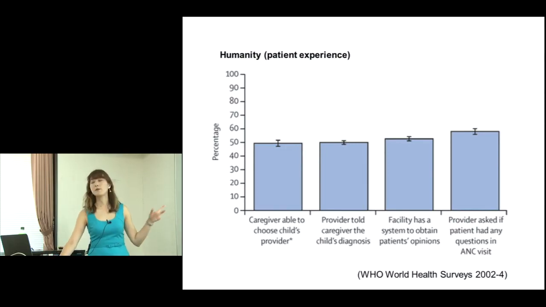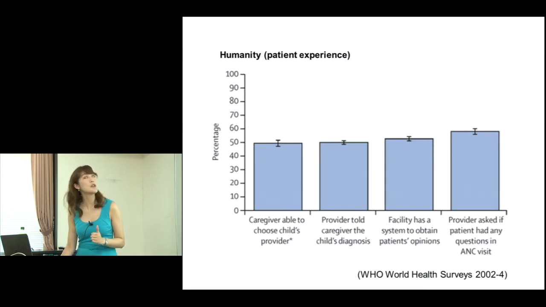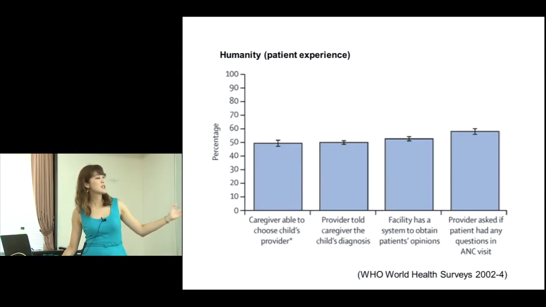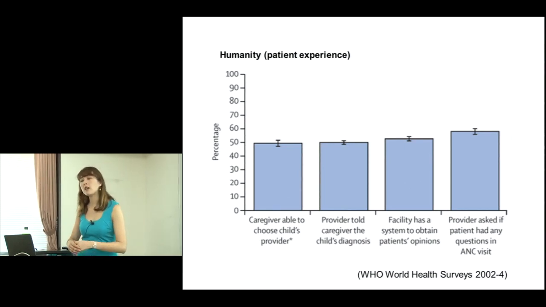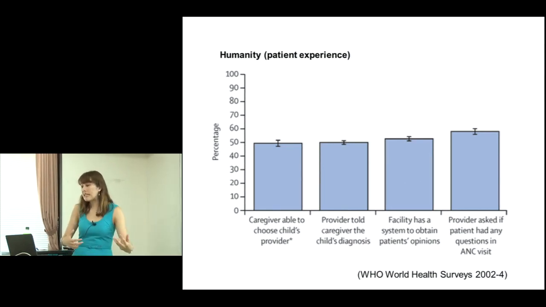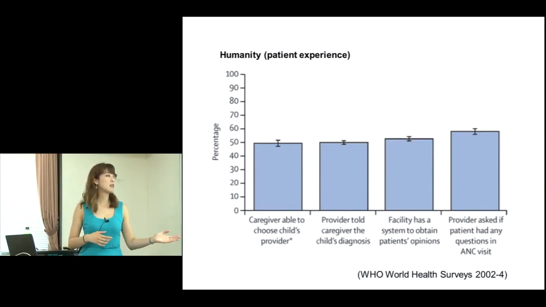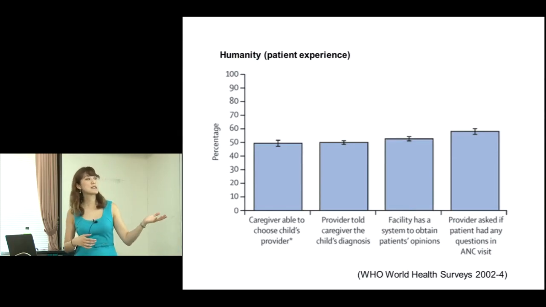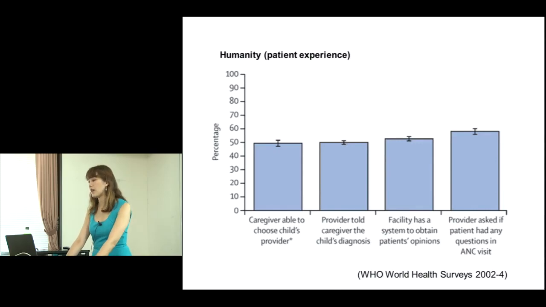Okay, so this is from the WHO data. They also tried to look at humanity, patient experience, in maternity services in lower middle income countries. So this is an example of what they asked in the survey. Was the caregiver able to choose the child's provider, for example? These are examples of questions you would ask to assess the dignity and respect the patient received, the humanity aspects of it. The provider told the caregiver the child's diagnosis, and the facility has a system to obtain patients' opinions. The provider asked if the patient had any questions. So again, looking at processes and how the patient may have experienced them.